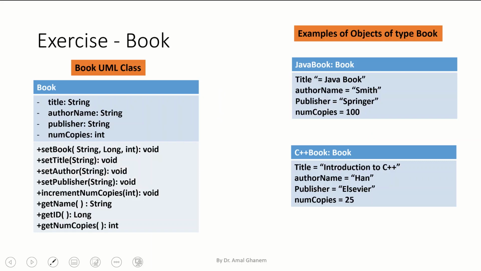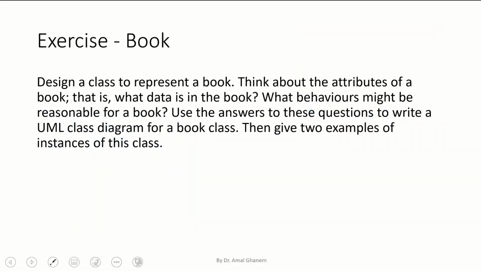So we have this as a sample answer. I have the UML class again as a rectangle of 3 parts. Book is the name of the class. I have private attributes: title, author name, publisher, number of copies. Again, because the attributes were not exactly mentioned within the question, you can give any attribute you think is suitable.